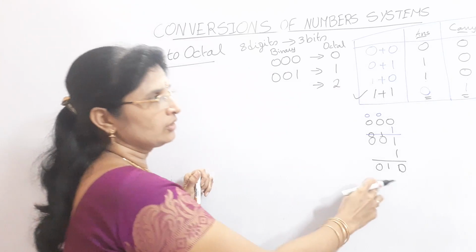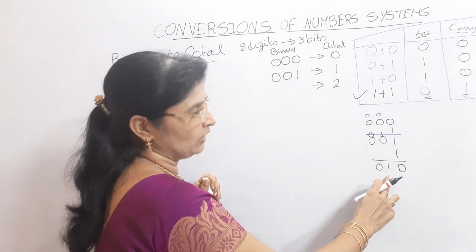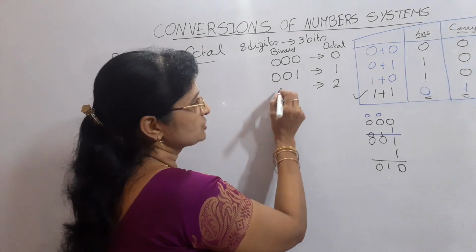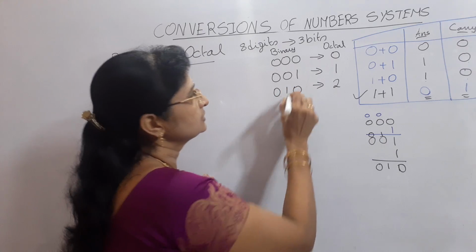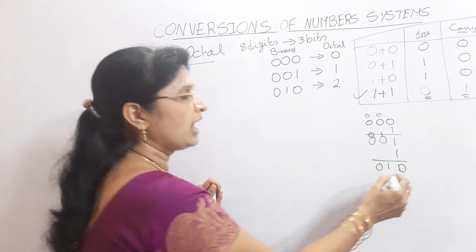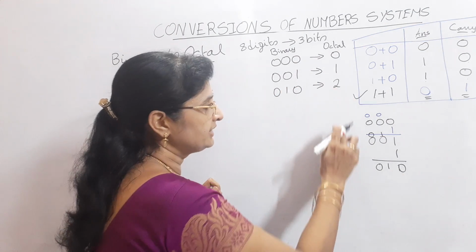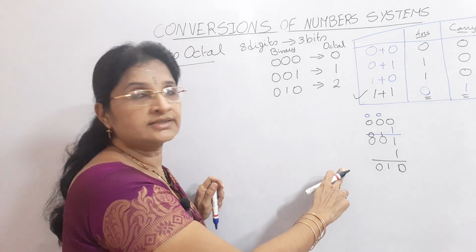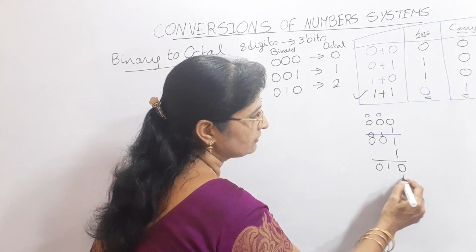Okay. So 0 and the carry is 1. So that's why you got how much? 0, 1, 0. So like this you have to add 1, 1, 1 until you get the last digit, that is 7. So again add 1.